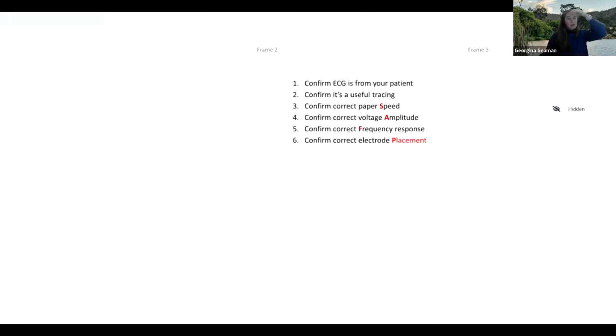Confirming our electrode placement. What are our sorts of things that we're looking for in terms of our electrode placement? What sorts of things do we need to check? All electrodes that you're referring to? Stickers in date, excellent. That's right. I mean, you don't know.